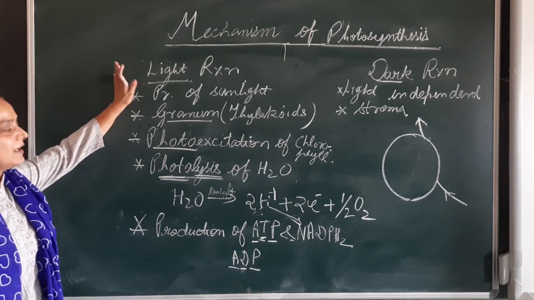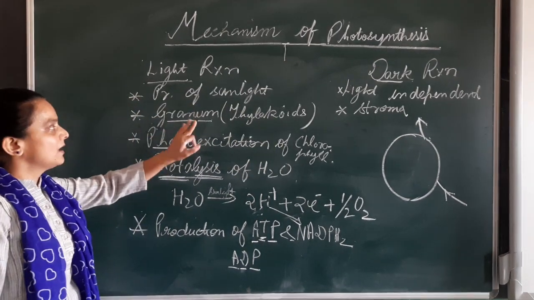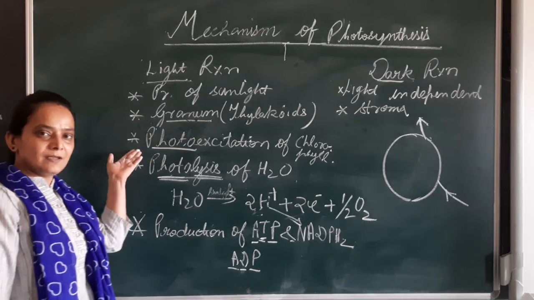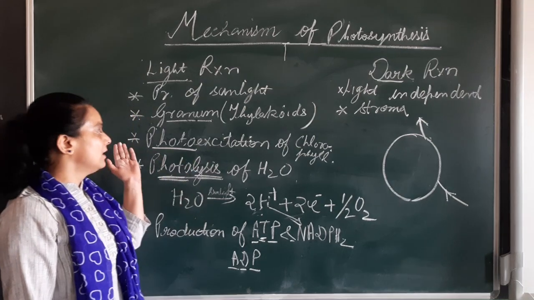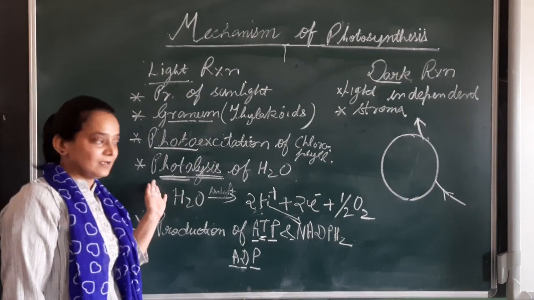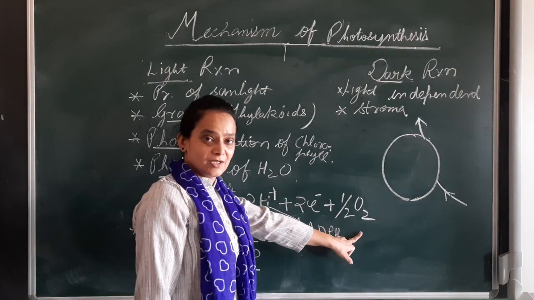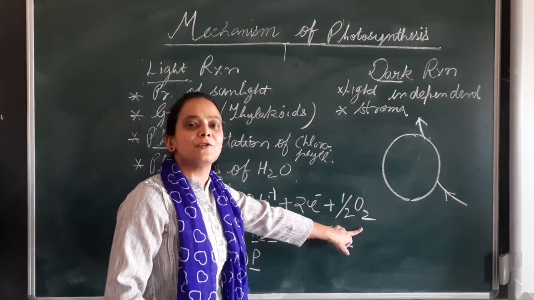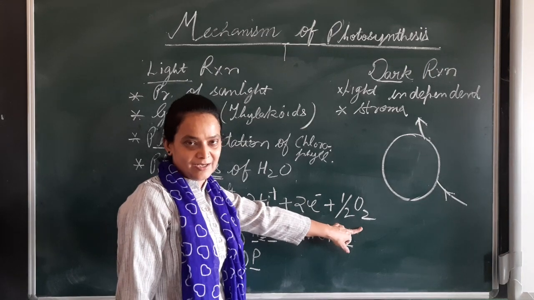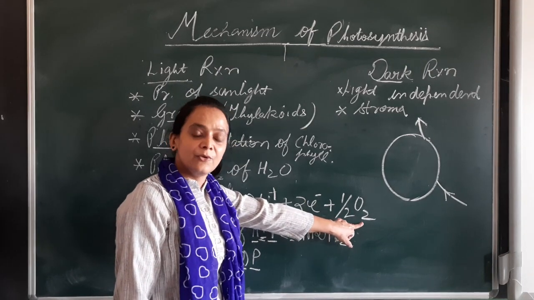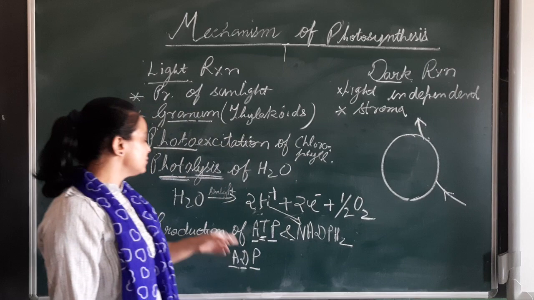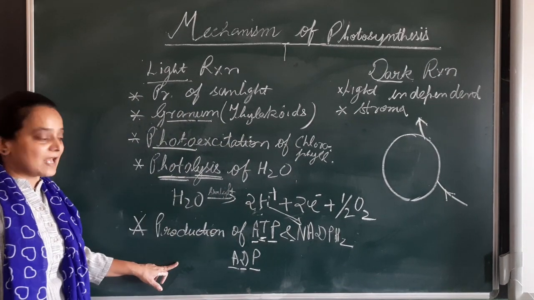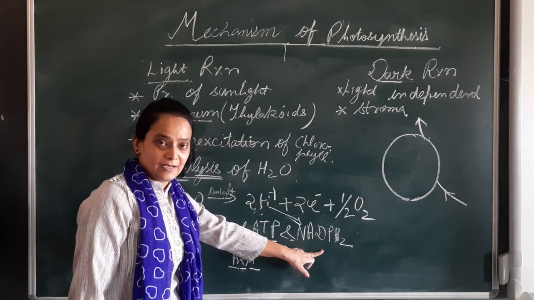Light reaction occurs in presence of sunlight, and the site of light reaction is the granum. The first step is the photoexcitation of chlorophyll, resulting in the photolysis of water with the production of oxygen as a byproduct. So relate your concept that during photosynthesis oxygen is released. See here, oxygen is released as a byproduct due to photolysis of water. Then the end products are ATP and NADPH2.